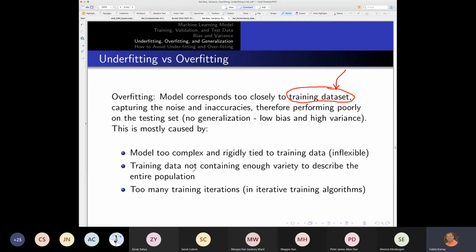Also, it happens when the training data does not contain enough variety to describe the entire population, when the data is not very well selected, when the data is scarce. When the data is scarce, we also have overfitting.